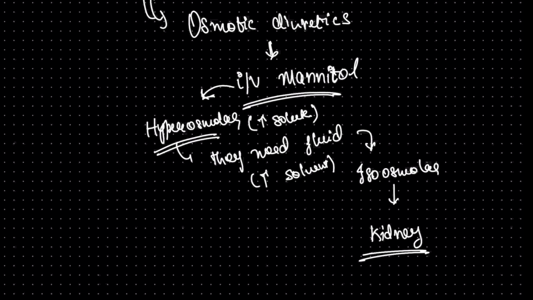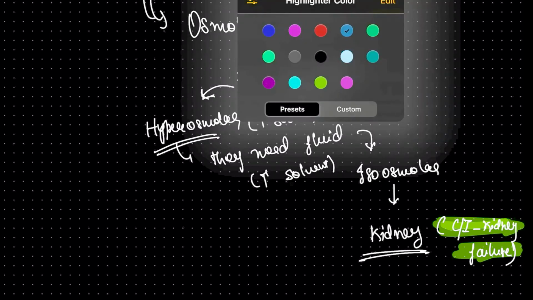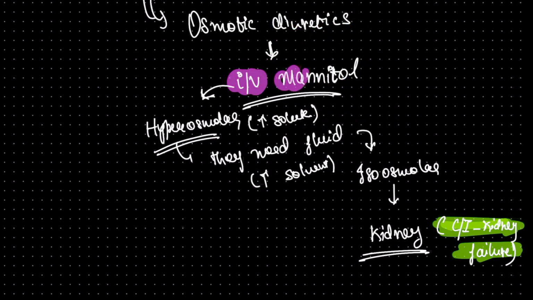So hence they are contraindicated in kidney failure. If your patient has kidney failure, you can't give this drug, because then it won't be excreted and it would aggravate the problem. So don't give in a kidney failure patient. So this IV mannitol is what you need to give to treat and to decrease the intracranial pressure.